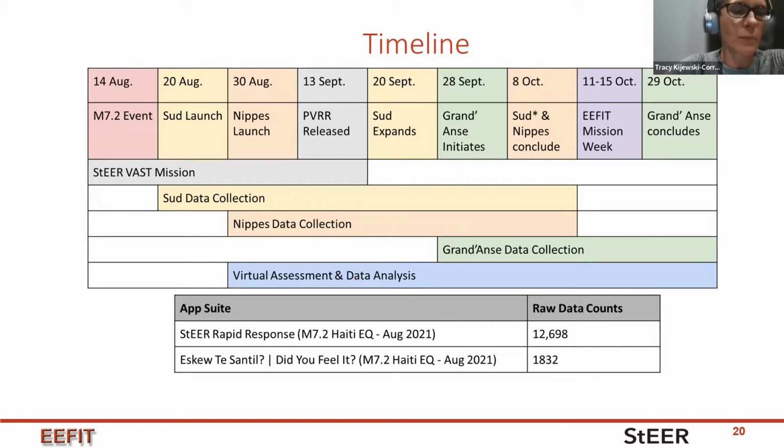What you'll also see at the bottom of the slide is just the total data counts. In our STEER rapid response app, which is the primary structural assessment, we have over 12,600 records. And in our Did You Feel It human subjects surveys that are linked to specific buildings in that portfolio, we have another over 1,800 records acquired.